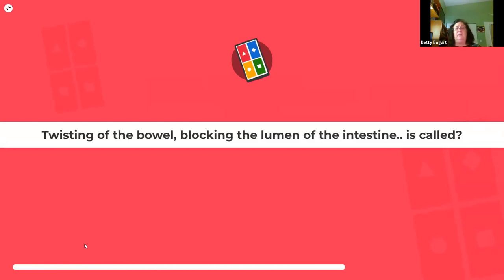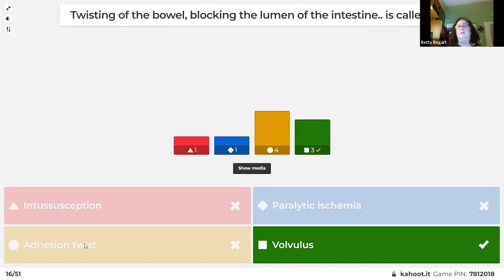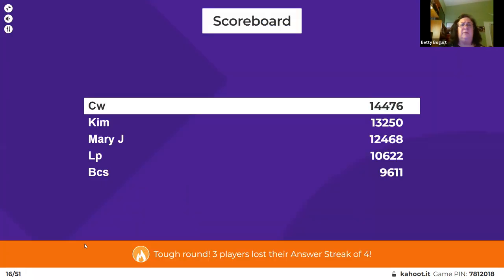Twisting of the bowel, blocking the lumen of the intestines is called. Whether it's in utero, where it's twisted with a body organ or a vessel, veins, or into itself, it twists into a knot. Remember, these are symptoms that you would see with appendicitis. This one is called volvulus. I've seen one in my career. It was hard to determine what it was, but it was a left upper quadrant. So we kept looking and this kid looked uncomfortable. So we did find it and send the kid to surgery.